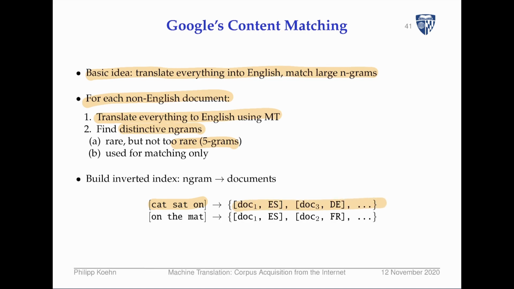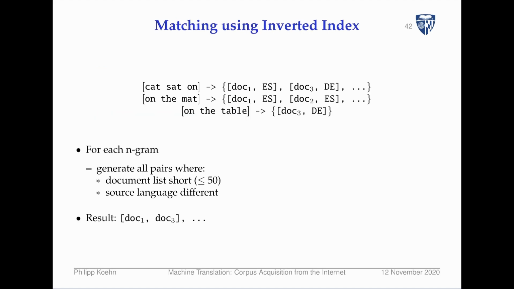So you can basically index each n-gram by which documents it occurs in. And if this is a reasonably sized list, so you don't want something that occurs only in a single document, you also don't want something that occurs in 1,000,000 documents. So now we have these document lists.